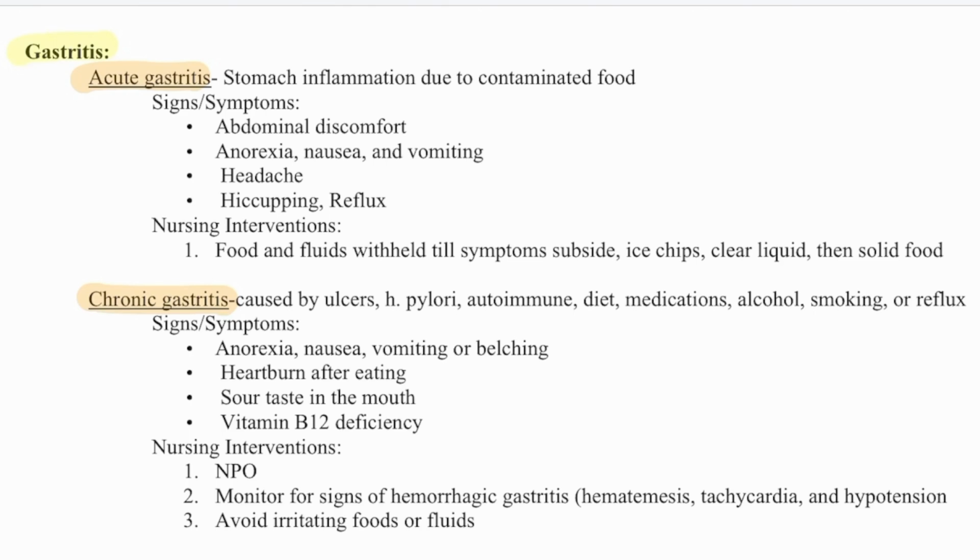When it's chronic gastritis, this is caused by ulcers, H. pylori, autoimmune, diet, medications, alcohol, smoking, or acid reflux. Symptoms include anorexia, nausea, vomiting, or belching, heartburn after eating, a sour taste in their mouth. They may have a B12 deficiency. And our nursing interventions are going to be NPO, monitor signs for hemorrhagic gastritis. So that would be hematemesis, tachycardia, hypotension, and avoid irritating foods and fluids.